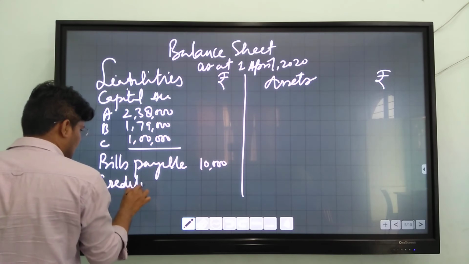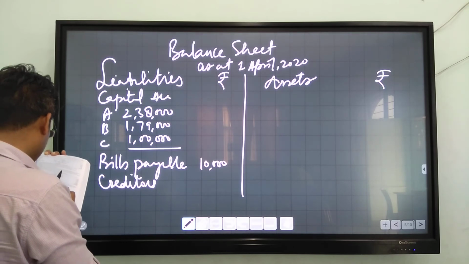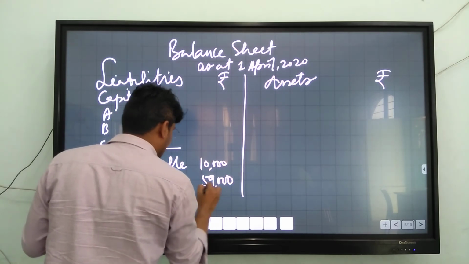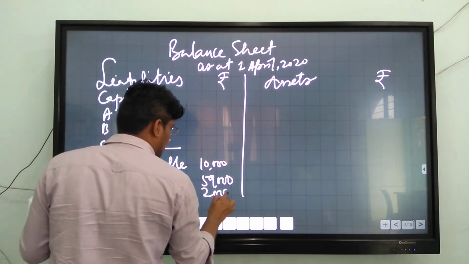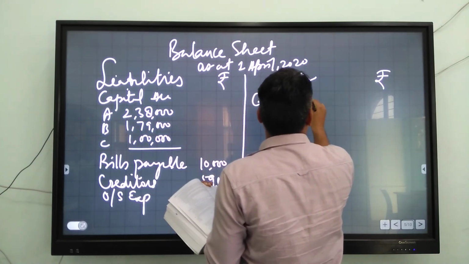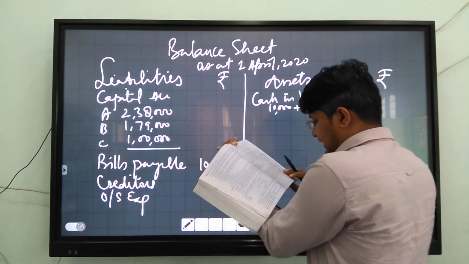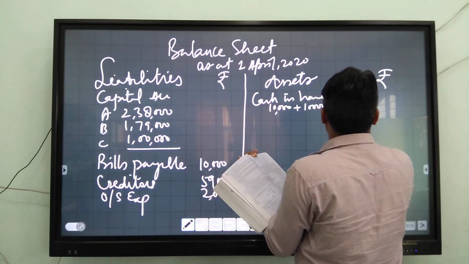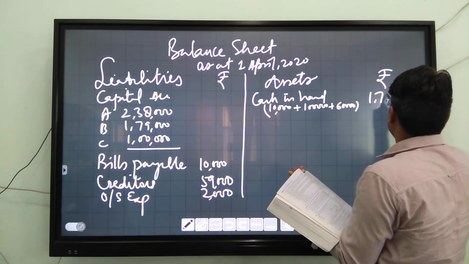Creditors, there is an adjustment linked to creditors, adjustment 1,000 unrecorded. You have to add 58,000 plus 1,000, 59,000. And there is outstanding expenses 2,000. And on the asset side, cash in hand. Cash in hand is given 10,000. You will add 1,60,000, 1 lakh new partner's capital and 60,000 for goodwill, and you will get 1,70,000.